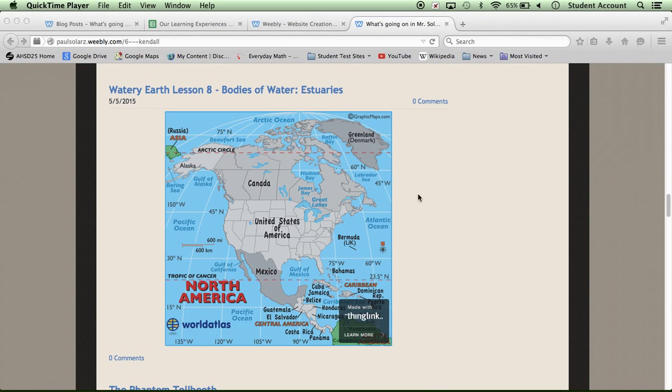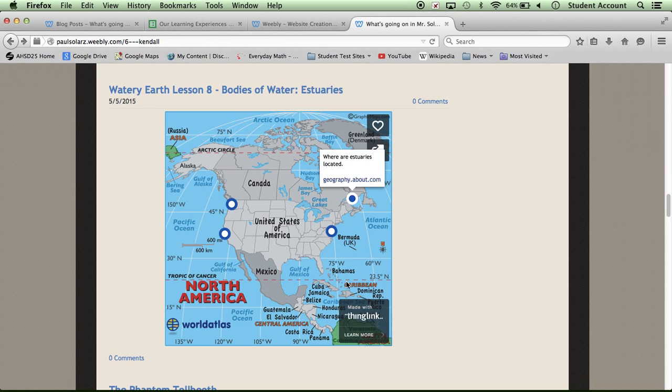My name is Kendall, and today I'm going to be talking to you about estuaries. This is a body of water found all around the world, and so today I'm going to be explaining them to you. So this is my ThingLink image. It's a map of North America, and on here my tags are all about estuaries.